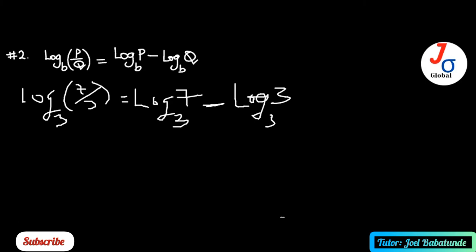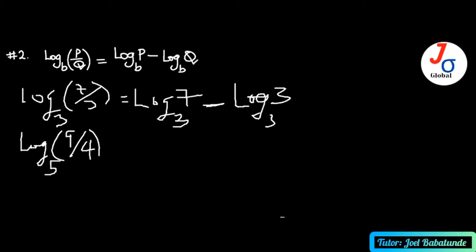Then let's see another example. Let's see log 9 over 4 base 5, and so we're going to have log 9 base 5 minus log 4 base 5.